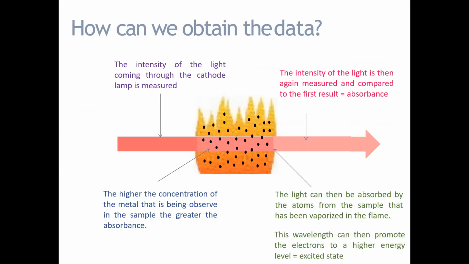How can we obtain the data? The intensity of the light coming through the cathode lamp is measured. The intensity of the light is then measured again and compared to the first result to give absorbance. The higher the concentration of the metal being observed in the sample, the greater the absorbance. The light can then be absorbed by atoms from the sample that have vaporized in the flame. This wavelength can then promote the electrons to higher energy levels, excited.